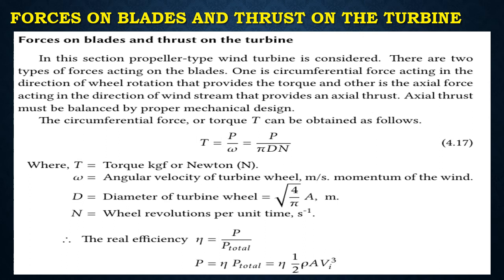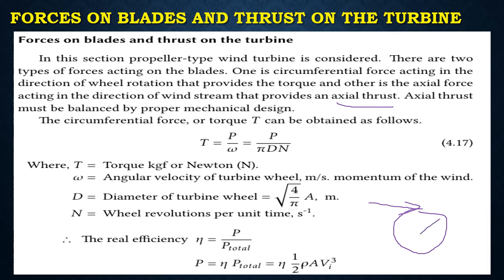There are two types of forces acting on the blade. One is the circumferential force acting in the direction of wheel rotation that provides the torque, and the other is the axial force acting in the direction of wind stream that provides the axial thrust. So if I draw the rotor like this, one force is acting, that is called the rotational force. Okay, so that makes the turbine rotate.